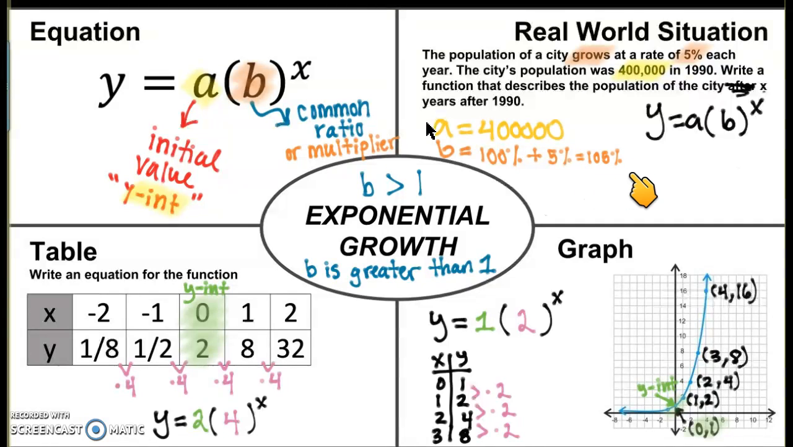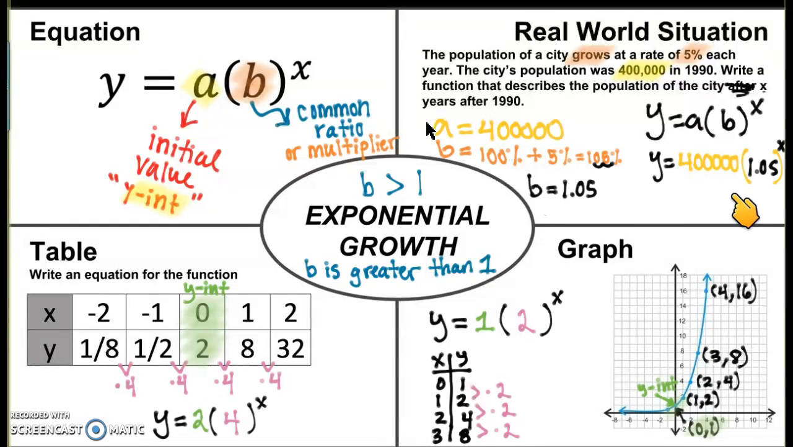To turn that number into a decimal, you can either divide it by 100, or you can simply move the decimal place 2 units to the left, so 1, 2, and that tells me that my growth factor, or the value of B, is 1.05. And so when we write our equation, it's going to be y equals, well, the value of A, we already said was 400,000, times the value of B, which is 1.05 to the power of x.